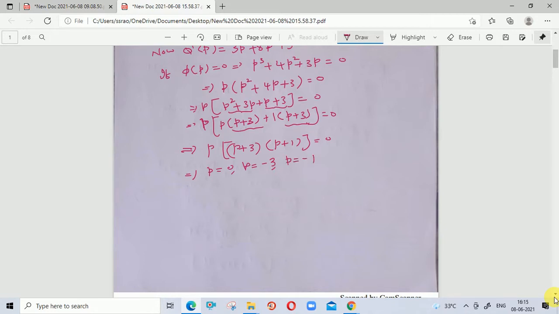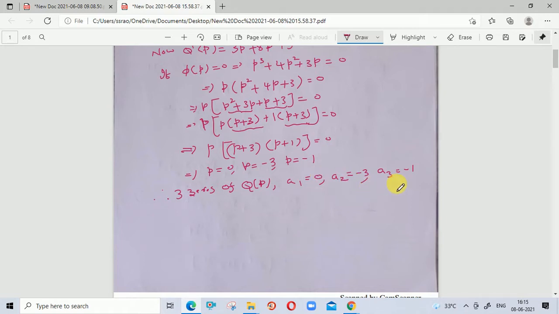Therefore 3 zeros of Q of p are given by a1 is equal to 0, a2 is equal to -3, a3 is equal to -1. Okay, these are the roots of Q of p. Now we have to evaluate P of 0, P of -3, P of -1.